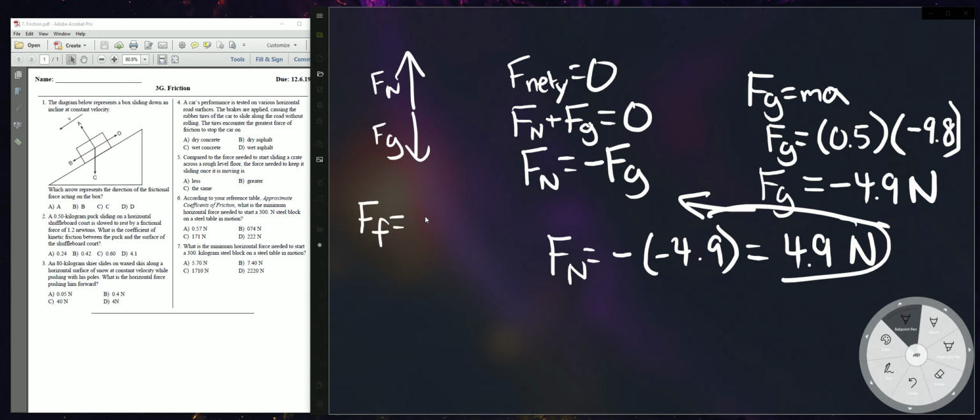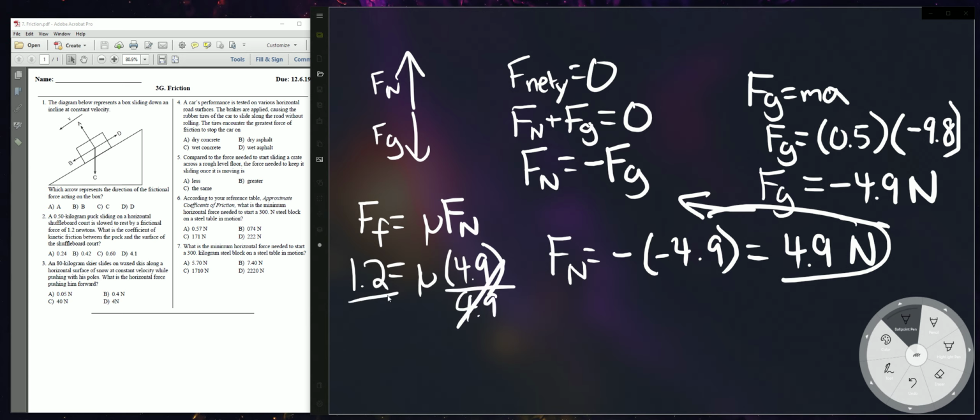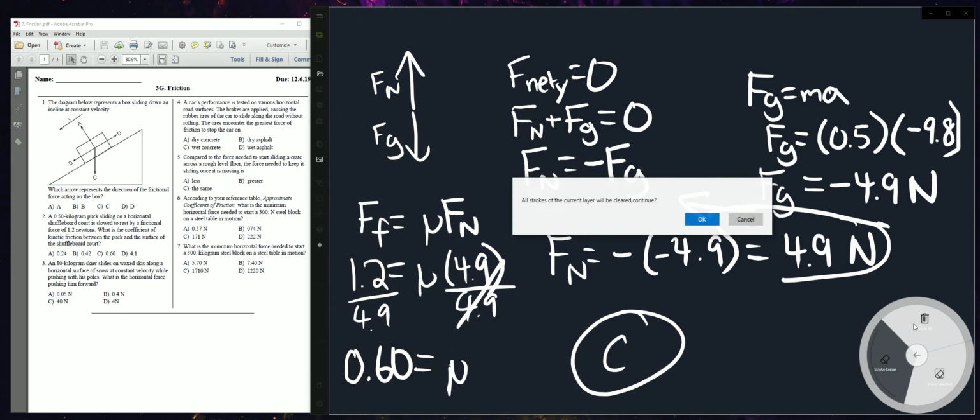Our frictional force is mu times Fn. We know what frictional force is; it gives you what the frictional force is in the problem. Mu is what we want to solve for. And we know what Fn is. Our Fn is 4.9 newtons. Now divide both sides by 4.9, and you get 1.2 divided by 4.9, which is somewhere around 0.6, right? Somewhere around there. And so the answer is C.